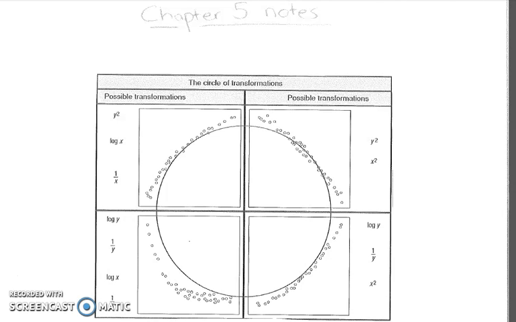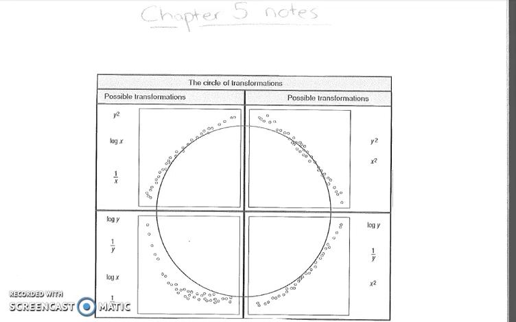Welcome to Chapter 5 notes. We're looking at data transformations. So when we have our data and we want to use this data to predict something, ultimate aim is we want to predict using something that's absolutely linear, straight line, where our r and our r squared values equal 1.